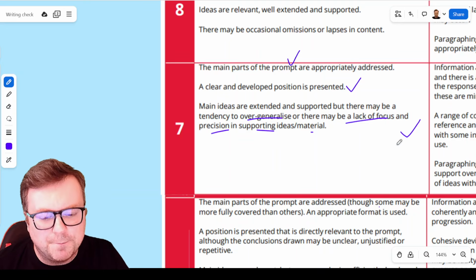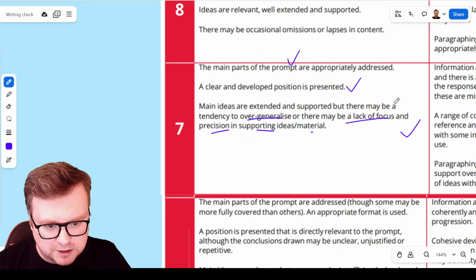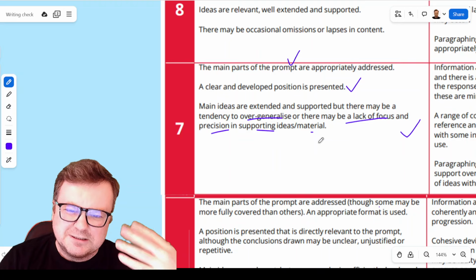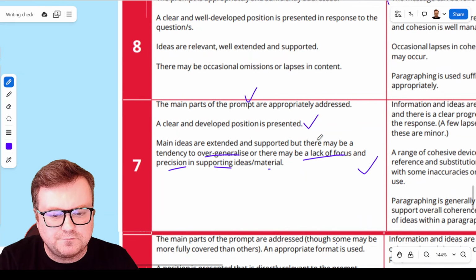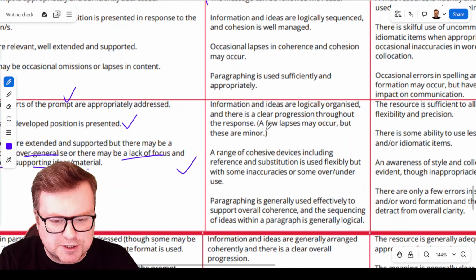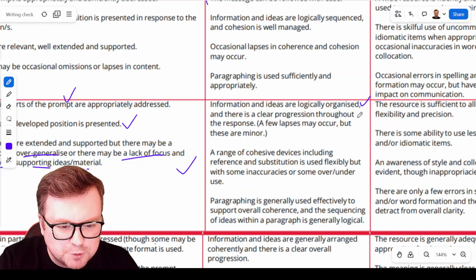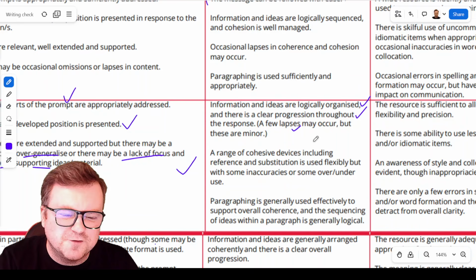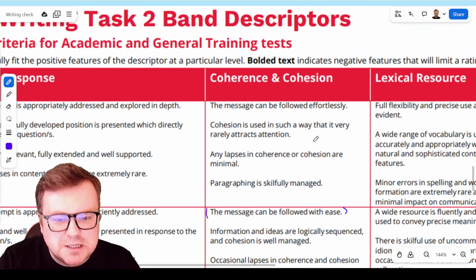I think probably you are better than the 6. You do have a clear position. You do make arguments. It's just that the development and the supporting arguments just feel not massively persuasive. Okay, looking at coherence and cohesion, let's check the 7 and then the 8. So information ideas are logically organized, yes. A clear progression throughout, yes. A few lapses may occur. Certainly there are a few lapses in the logical organizing, maybe.